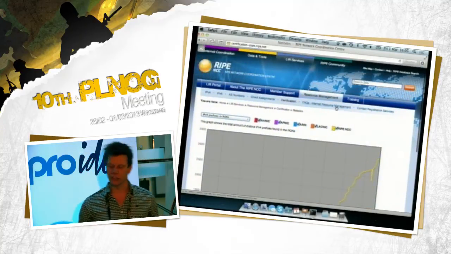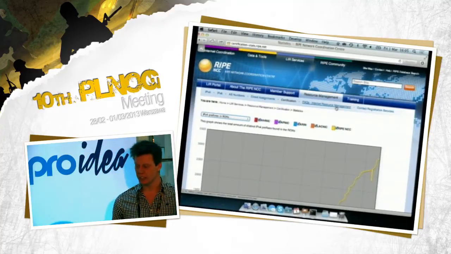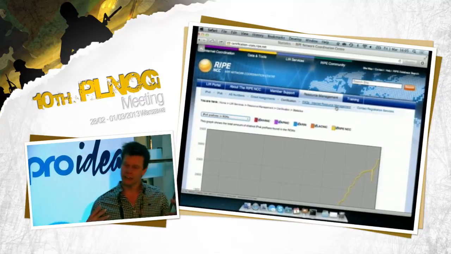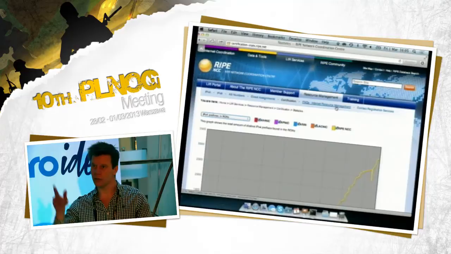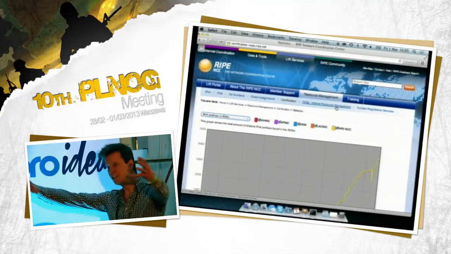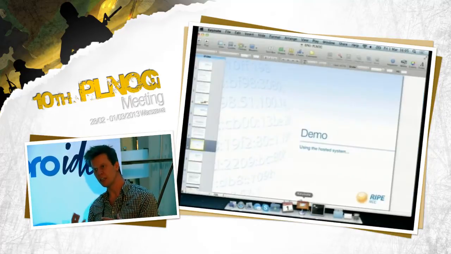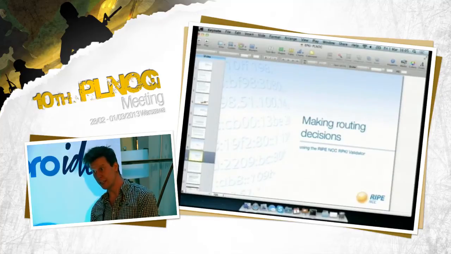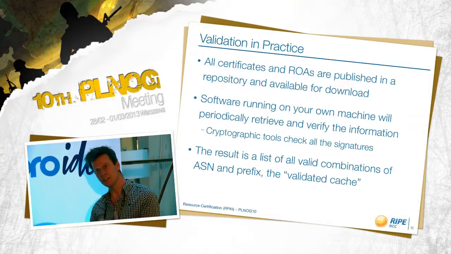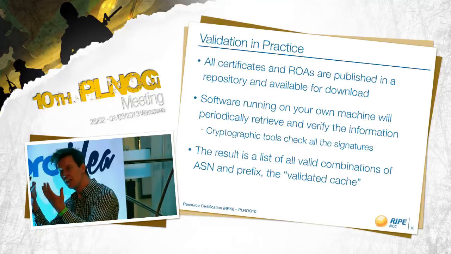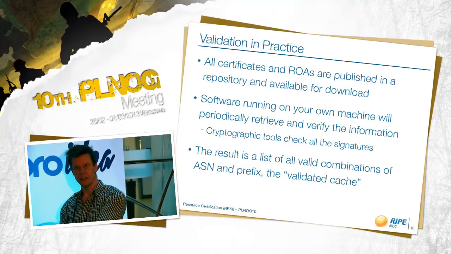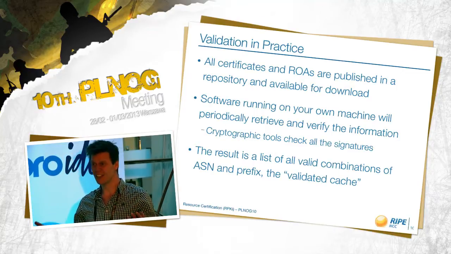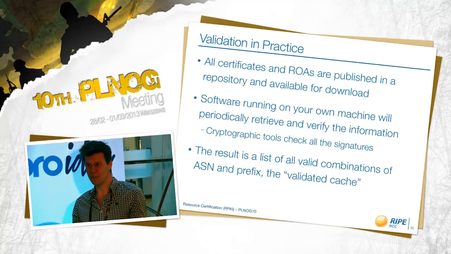So all certificates and ROAs are published in a repository, and they're available for download. And then software that runs locally on your machine will fetch all of this information periodically, run cryptographic validation on it, and if it passes validation, then it stores it in a file. And it's essentially just a really simple comma-separated values file containing 3 things: AS number, prefix, maximum length.